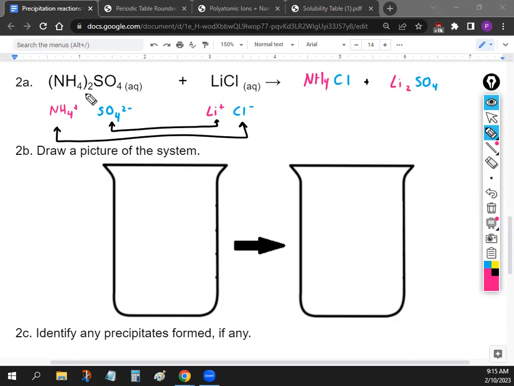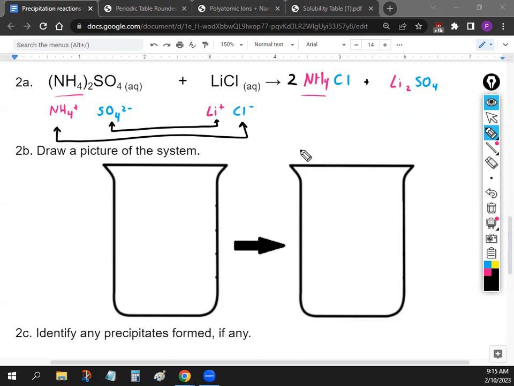So like Layla said, there's a 2 right here. If you notice, we have 2 NH4s, right? But on this side, how many do we have right now? Only 1. So we need to double it. And so what we're going to do is put a 2 in front of this entire equation, which means that now we have 2 NH4s.